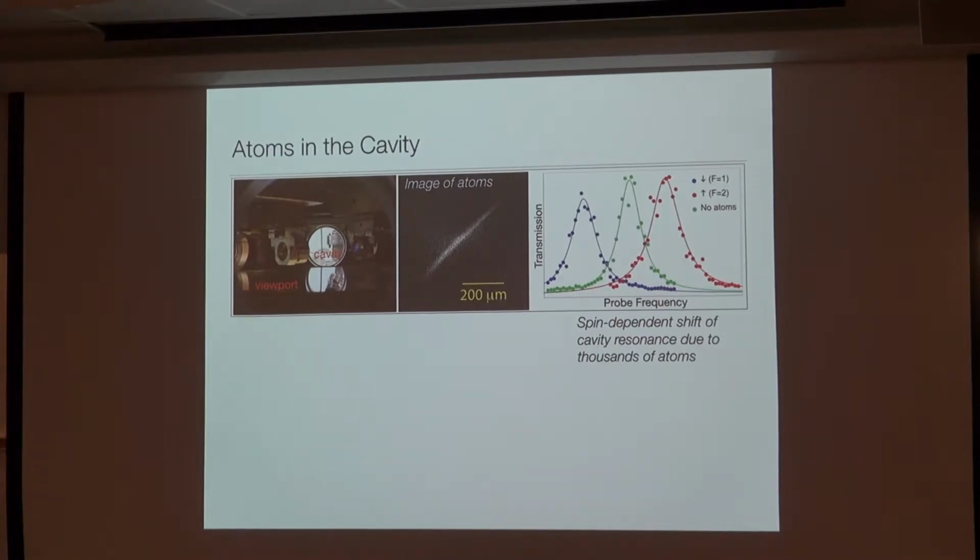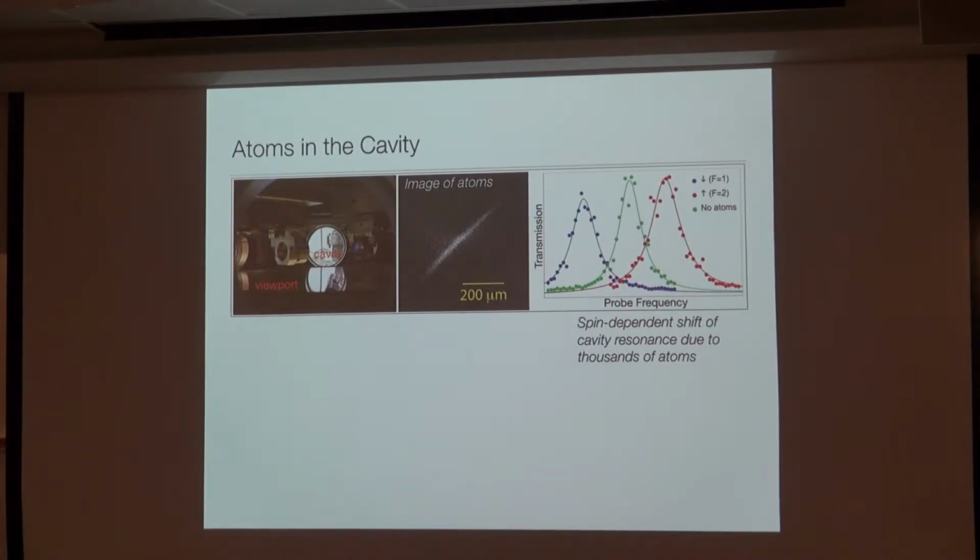So that's the cavity itself. We trap atoms in a lattice in the cavity, and here's just a picture. It's a spatially extended cloud, a few hundred microns long. You can get in through this large window right near the cavity, thanks to this near-concentric geometry, and take pictures. And we can start to see that the spins are coupling to the cavity by the fact that we see the cavity resonance shift when the atoms are there, and we probe it with far detuned light.